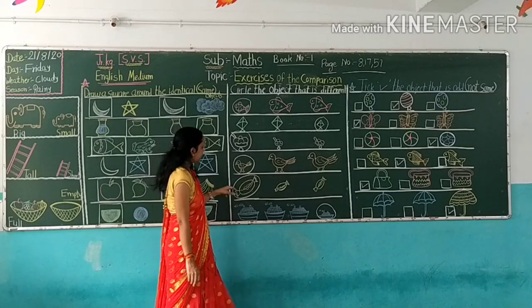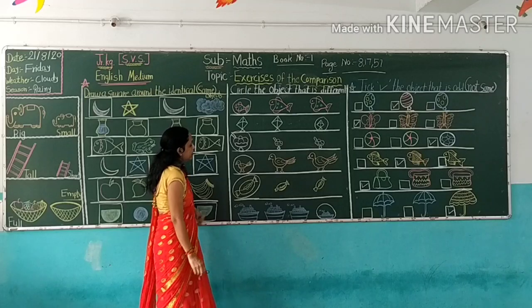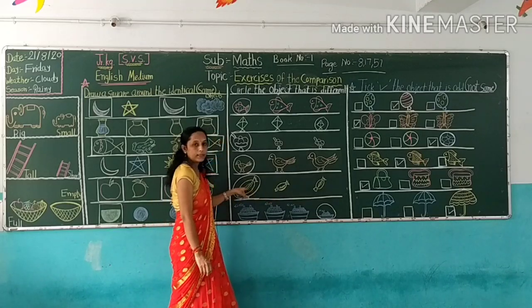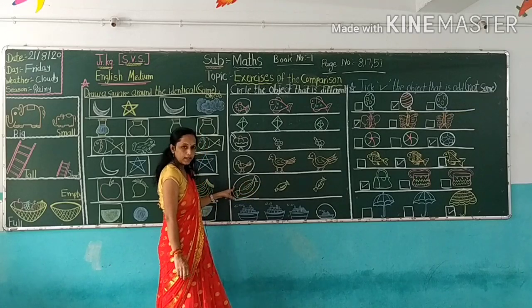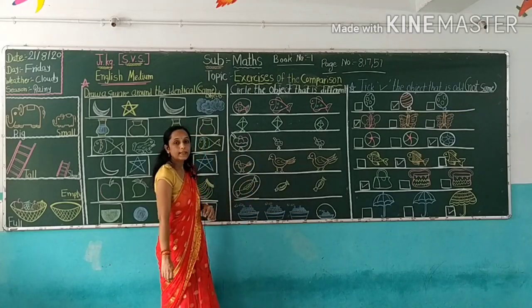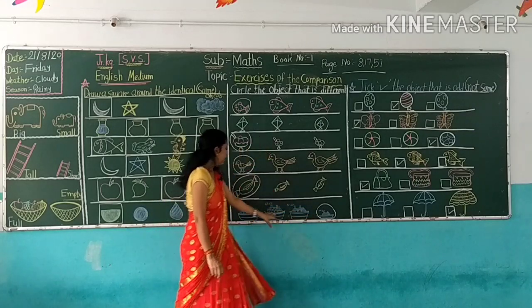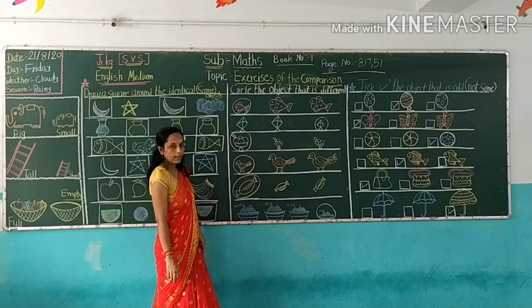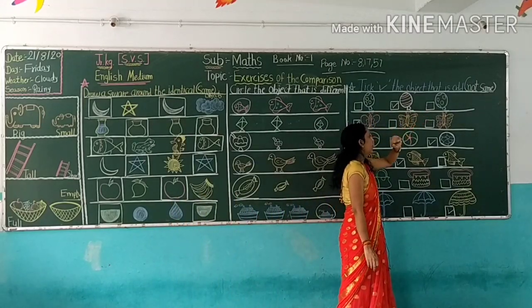And next, what are these? These are chocolates. This chocolate is different. Okay. So circle the different chocolate. And what are these? These are sheep. This sheep is different. Okay. And last, take the object that is odd.